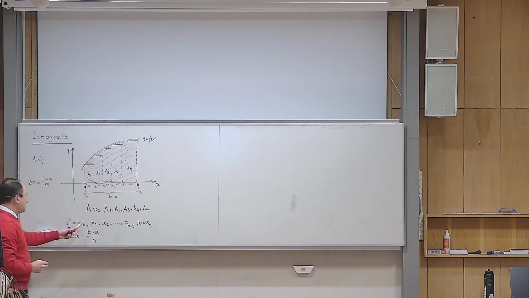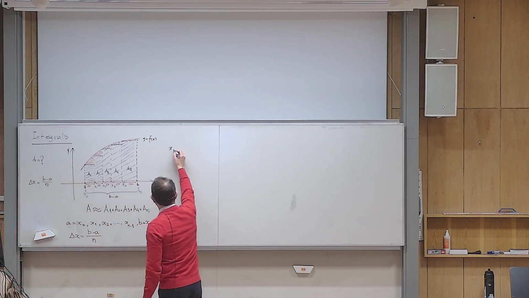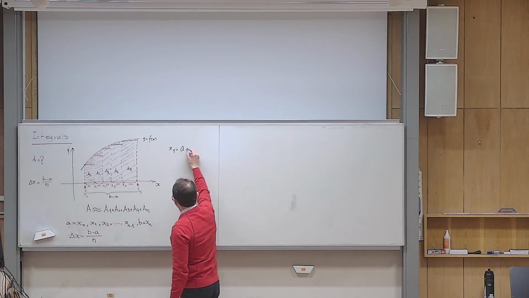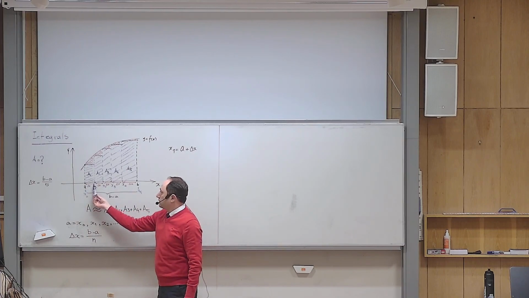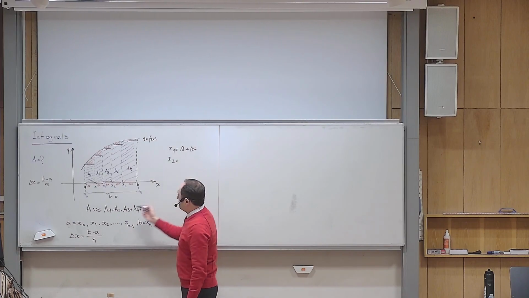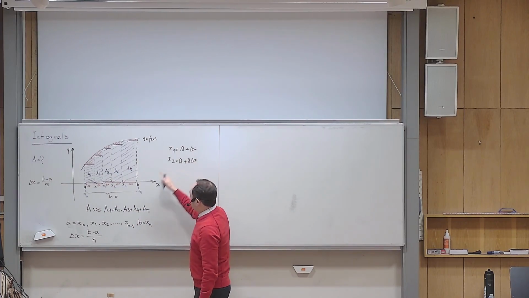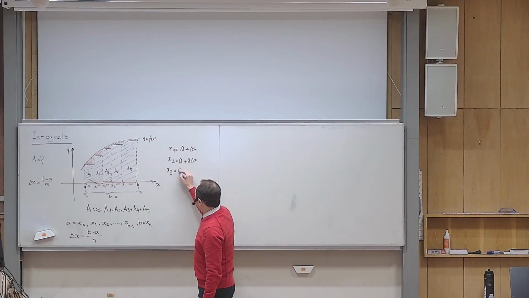But for example, here, if I ask you what is x1 in this setup, you will tell me that x1 is a plus 1 delta x. A is here. If I add delta x to it, I will come to x1. But how can I go to x2? By starting from a, but adding 2 delta x. I will reach x2. If I ask you what is x3, you will tell me that a plus 3 delta x.